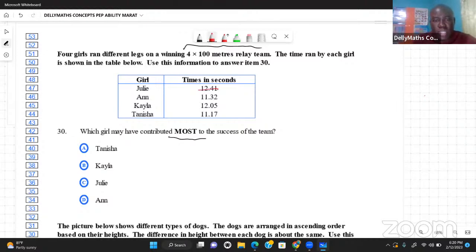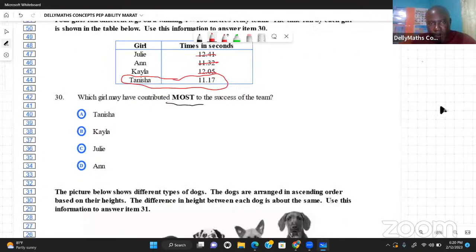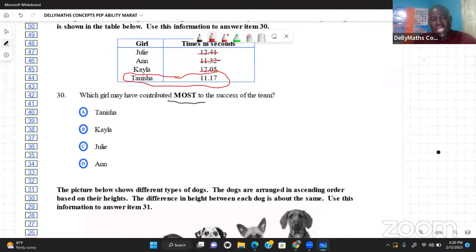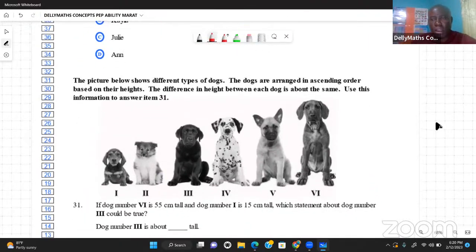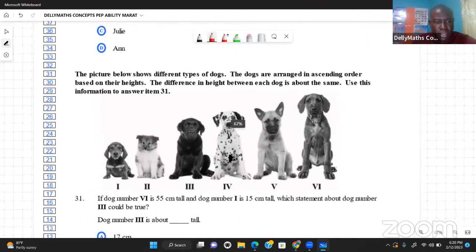So this is out. This is out. Okay, this is out. So Tanisha would have run the fastest, 11.17. So that means Tanisha would have contributed the most to that relay because Tanisha ran the fastest. Remember, with running, you're looking at the smaller time being the faster person. All right, let's look at this here.